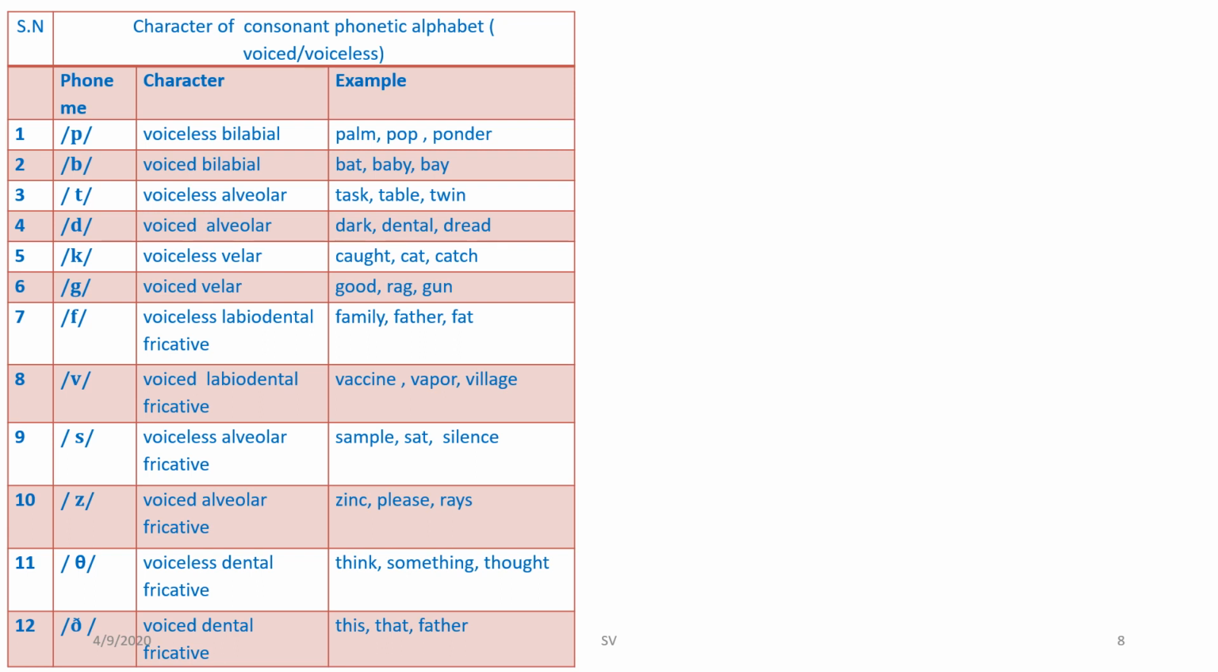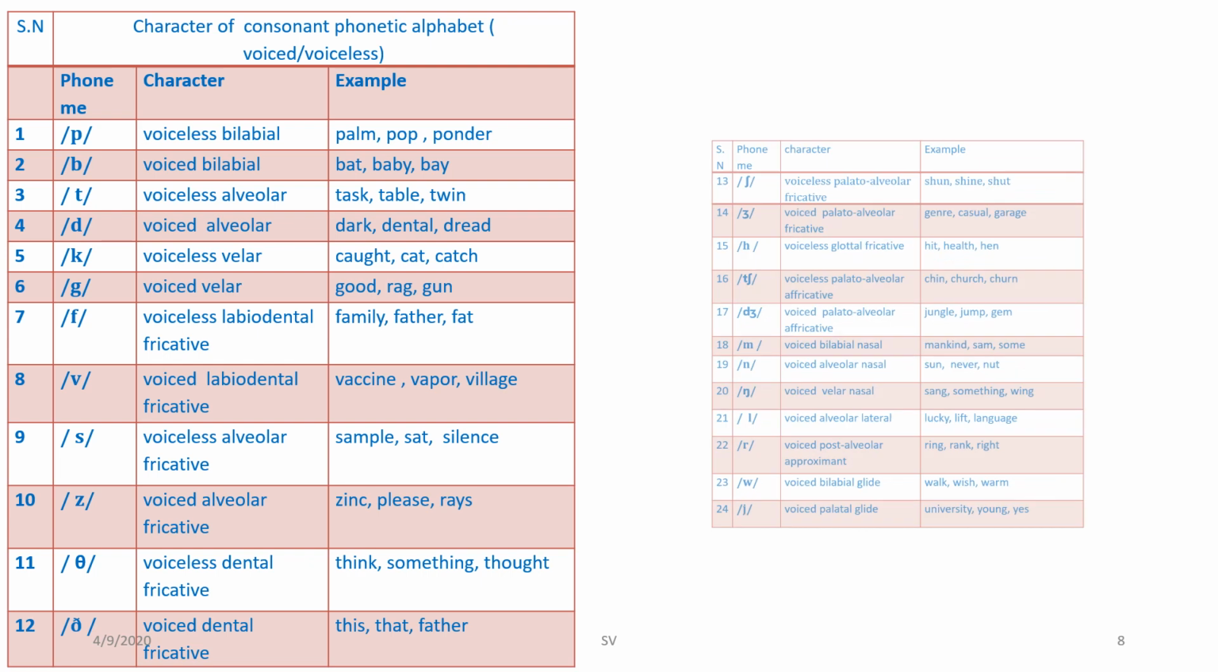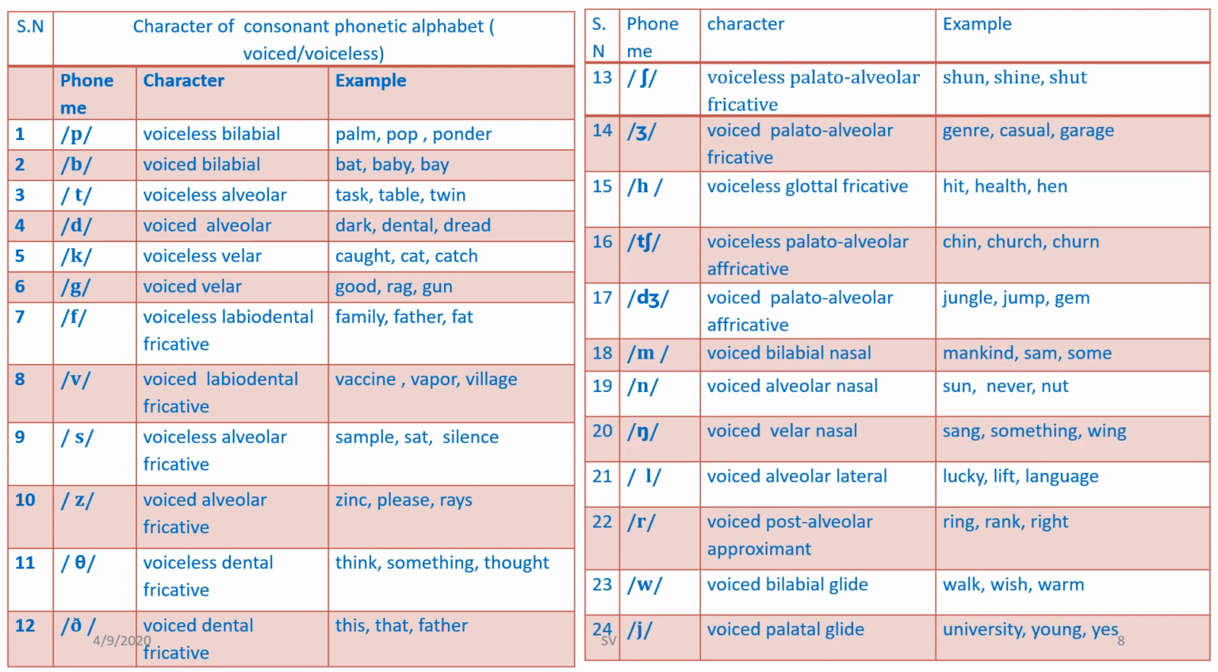Number 10, Z. It is a voiced alveolar fricative. Example: zinc, please, raise. Number 11, theta. It is a voiceless dental fricative. Example: think, something, and thought. Number 12, eth. It is a voiced dental fricative. Example: this, that, father.